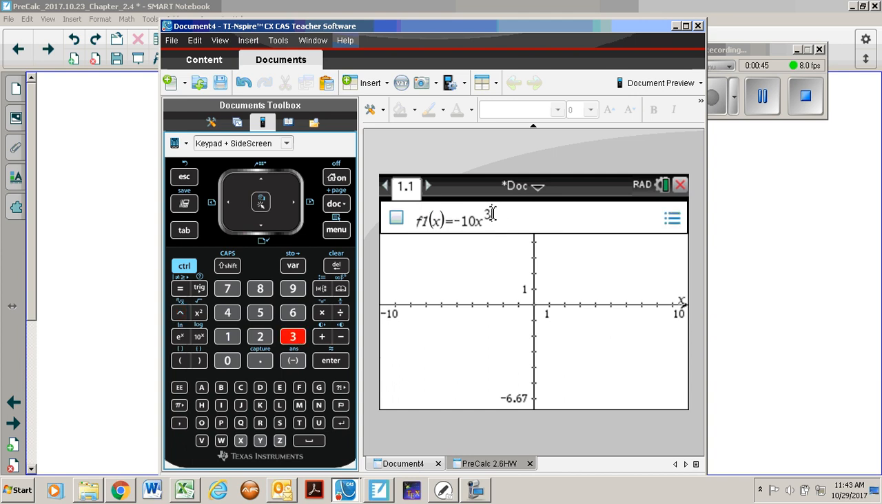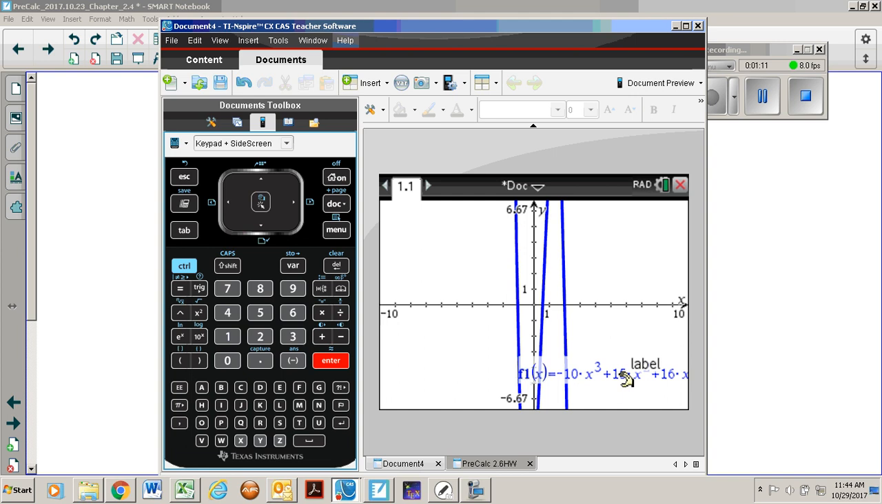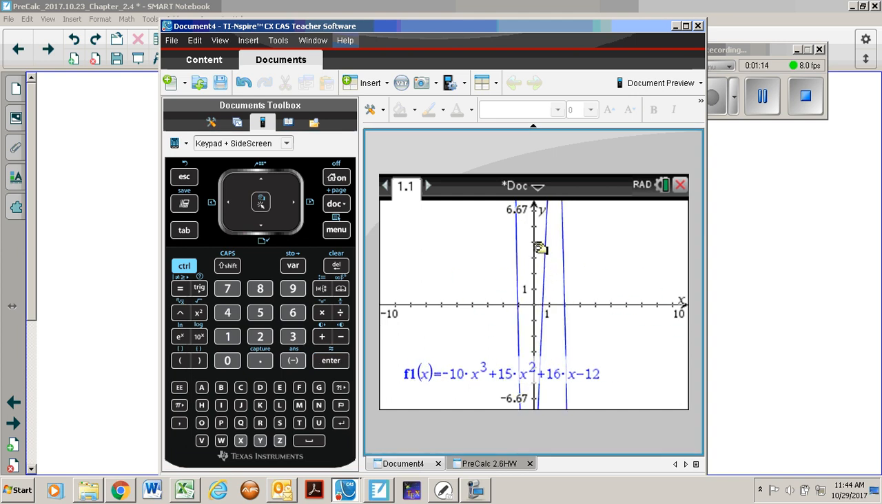Notice the cursor is still in the exponent, and so if I want to continue to the next term, I'm going to right arrow to get out of there. Then I'm going to go plus 15x squared. If it's a squared term, I can just hit this handy x squared button. Then plus 16x, and then minus, and now I use the minus sign here, not the negative key, minus 12. And when I hit enter, I get a picture of the graph of this polynomial function.